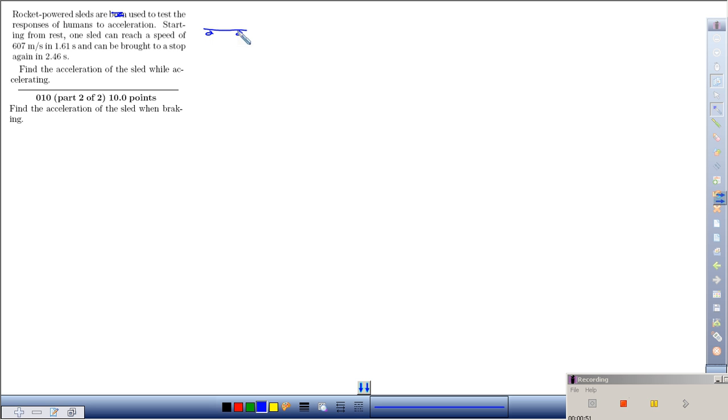Let's draw a sled on some wheels. This will be my rocket engine. So let me give it some big rocket flames coming out the back. And this is to test humans. So here's my little helmet guy sitting here in the little chair. Just trust me, this is a little guy ready to be accelerated. And he's sitting on this chair. There we go. So there's my rocket-powered sled.